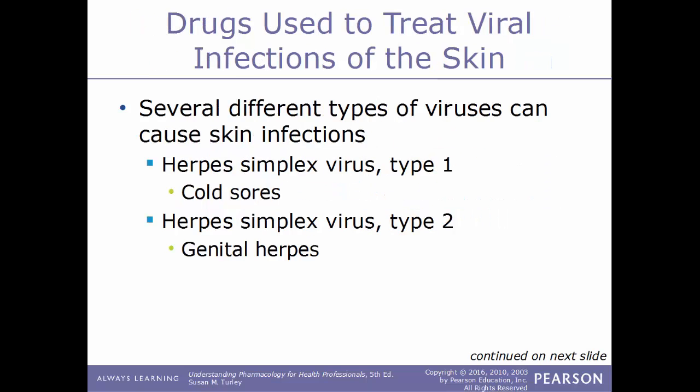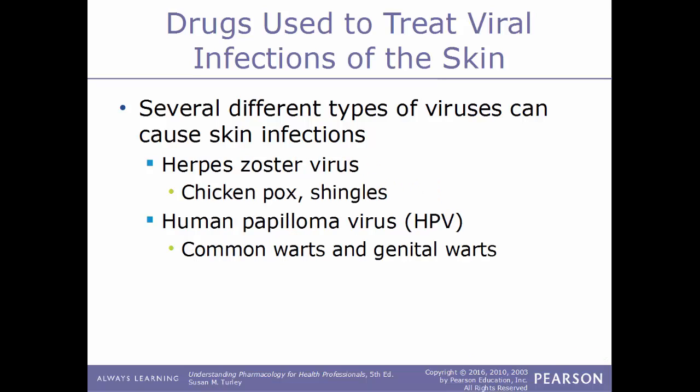Next we'll talk about drugs that are used to treat viral infections of the skin. There are several different types of viruses that can cause skin infections, such as herpes simplex virus type 1, which will lead to cold sores. Herpes simplex virus type 2 will lead to genital herpes. Herpes zoster virus is what leads to chickenpox and then later on in life, shingles. HPV, human papillomavirus, is the cause of common warts and also of genital warts.